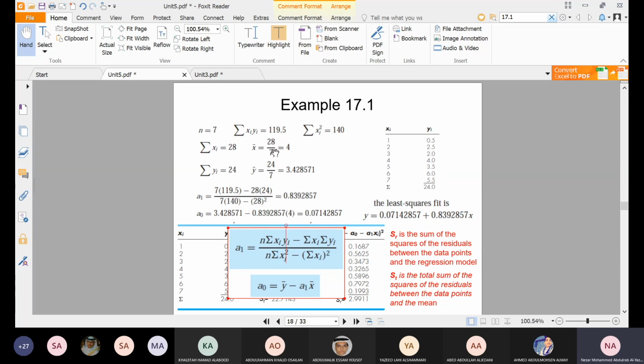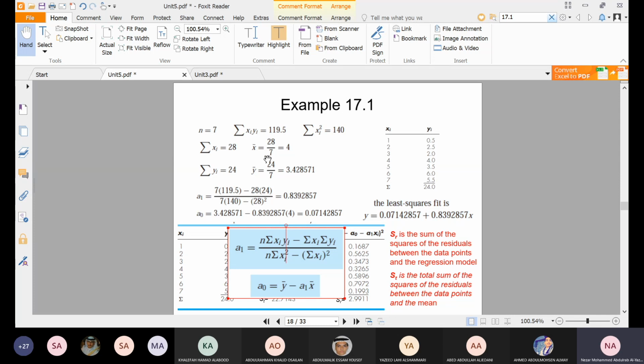And after that, for the second coefficient, I will take x squared, I will take the square of each x, like this. After that, I will take the sum at the end. And also the sum of x squared that I have here, I will take the sum of x, all squared.